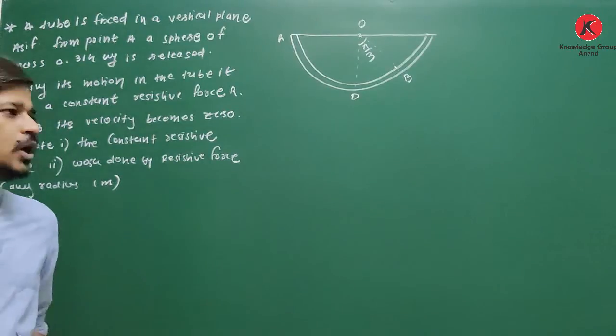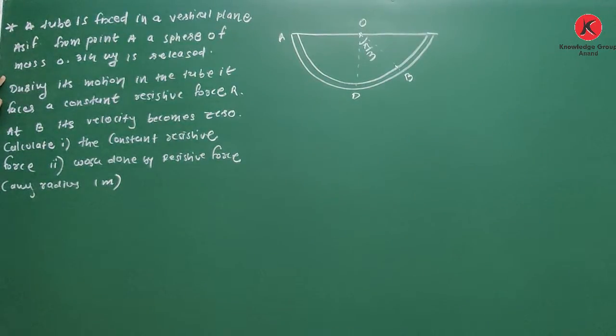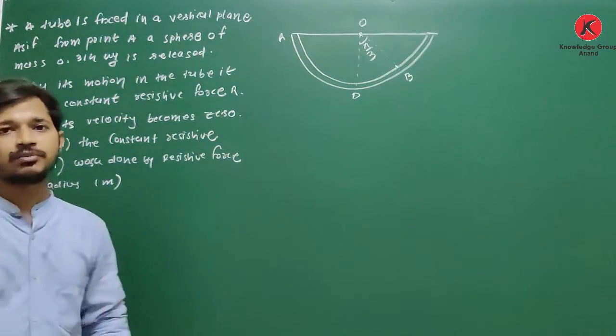Now next question, which is based on law of conservation of energy. See, a tube is fixed in a vertical plane as shown in figure. From point A, a sphere of mass 0.314 kg is released. During its motion in the tube, it faces a constant resistive force R. At B, its velocity becomes 0. Calculate the constant resistive force R and work done by resistive force. Average radius of tube is 1 meter.